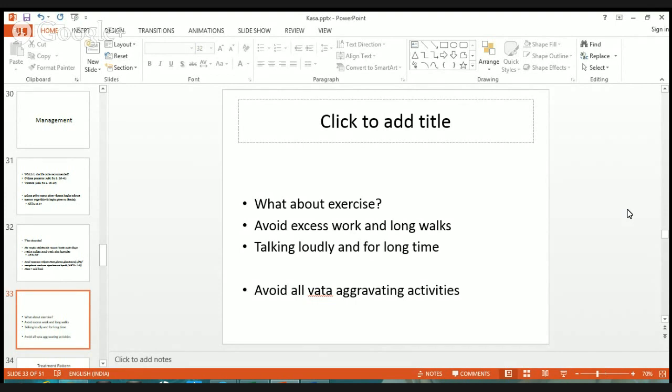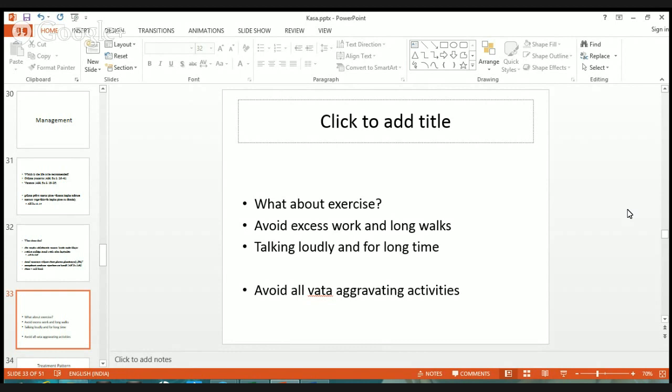So, as far as exercise is concerned, best is to have no exercise. Avoid excess work, just normal work. Take more rest because it is a vata pathology. Any kind of movement can aggravate the condition. So avoid long walks, avoid excessive heavy work. Talking loudly. Another reason why this person developed Kasa was because she had a habit of speaking for long periods and speaking very loudly. So, talking loudly, speaking for a long time is also another cause for vata aggravation. So, this should be avoided.